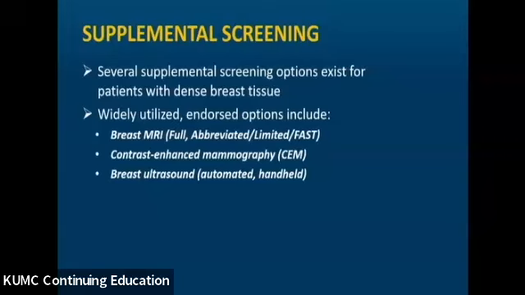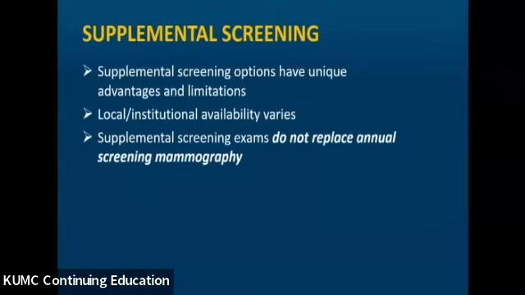When they find out they have dense breast tissue, what can we do for them? We do have really fantastic supplemental screening options. Lots of new studies in the last 10 years show really good evidence that these are great tools. So we're going to talk today about the most widely utilized and endorsed options, which are breast MRI, contrast enhanced mammography, and breast ultrasound, either with automated or handheld probes. All of these, as you know, have different limitations and advantages.